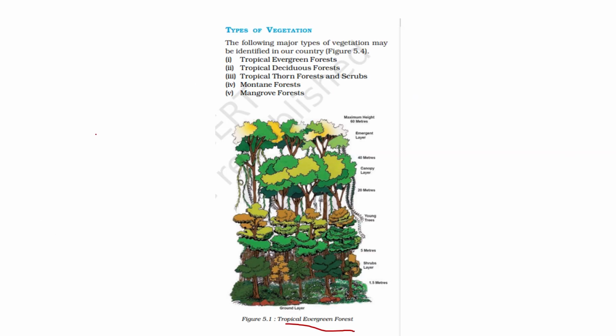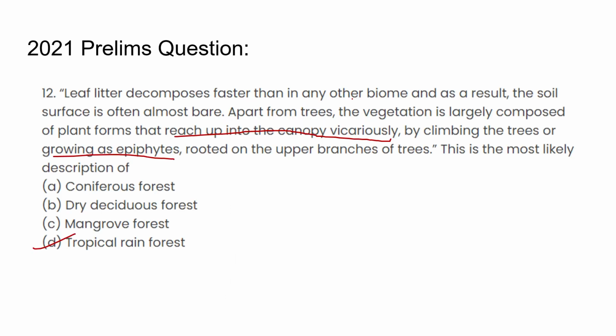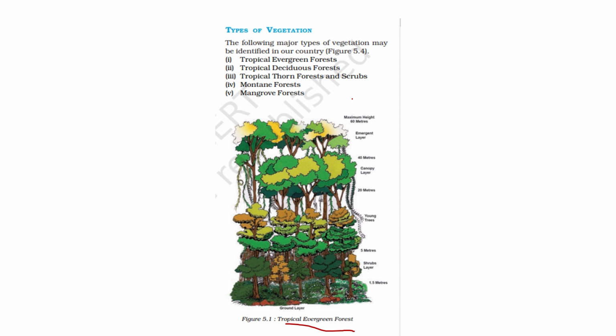And this information is also present in the G.C. Leong textbook. So for the world climate part, you have to read the G.C. Leong textbook along with the NCERT. So even when you read that, you'll get this information in more detailed form.